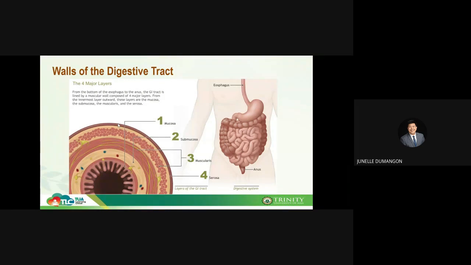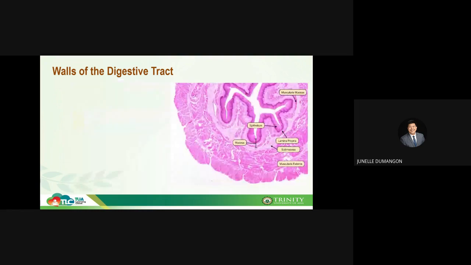Actually, in some organs, they would call the outermost layer adventitia. So what's the difference between serosa and adventitia? When we say serosa, the outer layer is accompanied by peritoneum. So what is the peritoneum? Towards the end of the discussion, I will teach you what the peritoneum is. So please do remember these 4 layers.